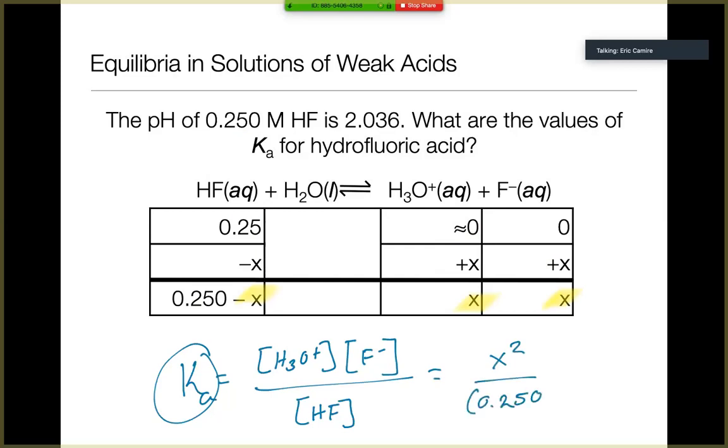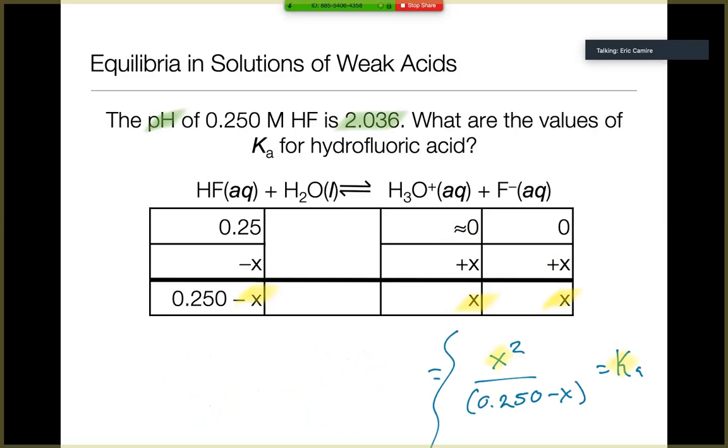If I plugged everything in, what I have now is an equation. If I just look at the right-hand side, I have two unknowns, X and Ka. That is not possible to solve. So I'm going to have to find another way. Well, what additional information do I have that I usually don't have in these types of problems? I have the pH.